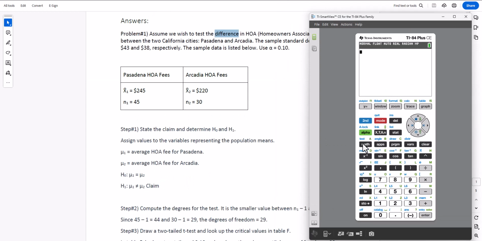Now, it turns out that we can also use the built-in function to compute the test point. We click Stat, go to Test, select option 4. Make sure to select Stats. X bar 1 is 245, S1 is 43, N1 is 45, X bar 2 is 220, S2 is 38, N2 is 30. We want not equal. We also want to select no where it says pooled. And then we just press calculate and we get 2.65.